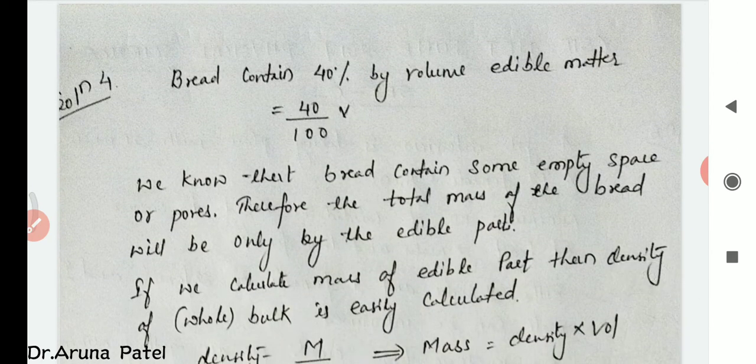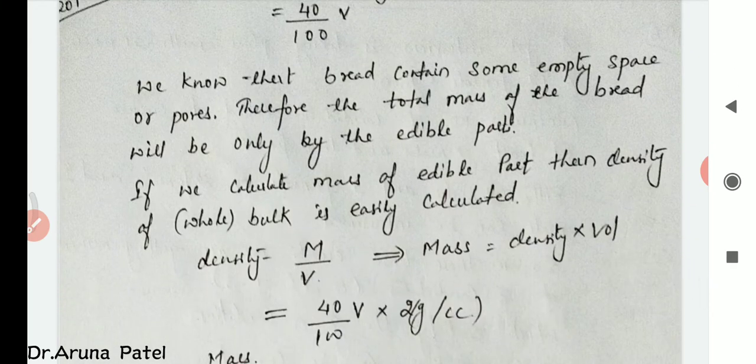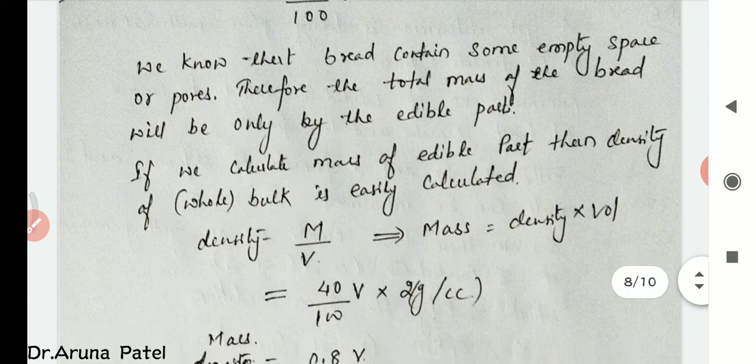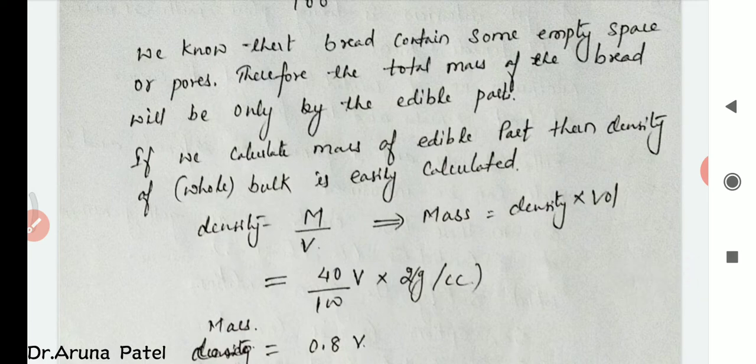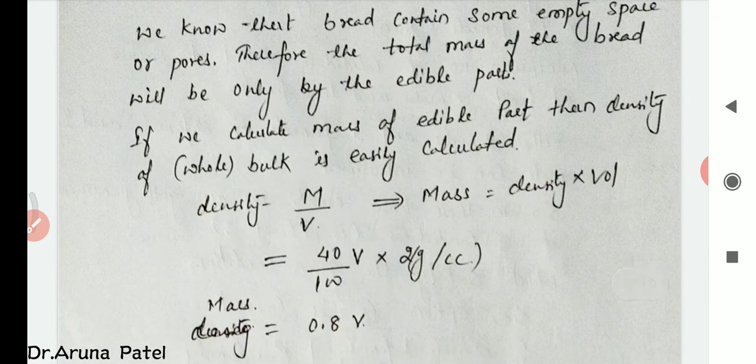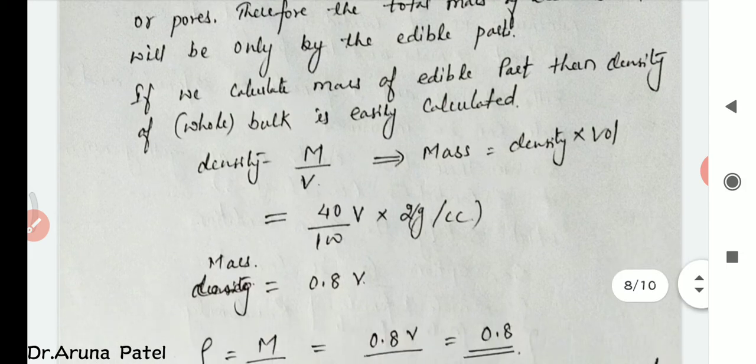Bread contains 40% by volume edible matter, 40 by 100 V. We know that bread contains some empty space or pores, therefore the total mass of the bread will be only from the edible part. So if we calculate the mass of the edible part, then the density of the whole or bulk of the bread is easily calculated. You know density is equal to mass upon volume, and mass is equal to density into volume. Here the density of the edible matter is given as 2 gram per cc and it contains 40% volume, so 40 by 100 of V. On simplifying, you get 0.8 times the volume. So this is equal to the mass.